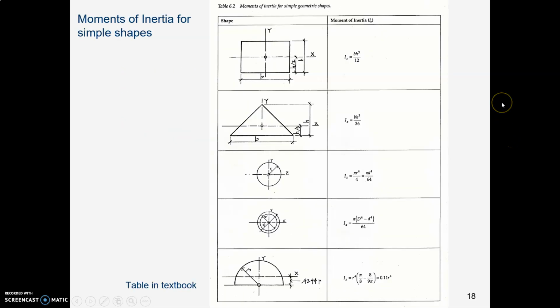So here's the section in the book where he shows you, here is the moment of inertia for a rectangle. And this is just the formula. Base times height cubed divided by 12, that's its moment of inertia. Here are some other moments of inertia, if you need them.